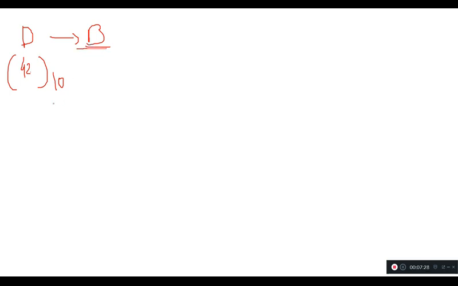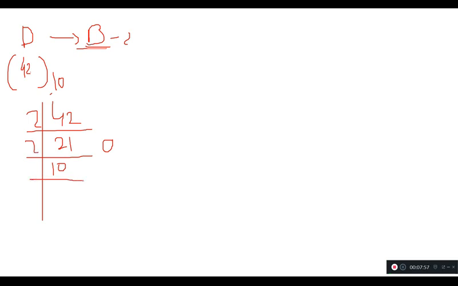So how can you convert? Here is 42, and you divide it. The binary base value is 2, so you will divide by the base value 2. 2 21s are 42, so the remainder is 0. Now again, 21: 2 10s are 20, but the remainder is 1. Now 10: 2 5s are 10, so the remainder is 0. Next, 5: 2 2s are 4, the remainder is 1.